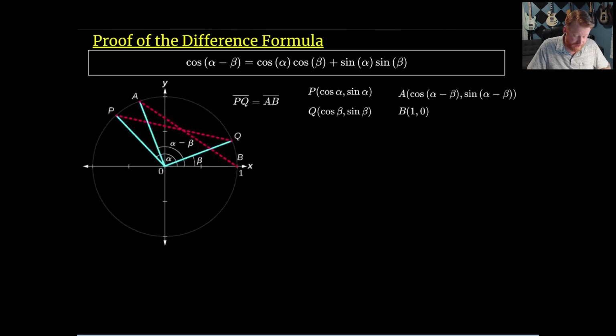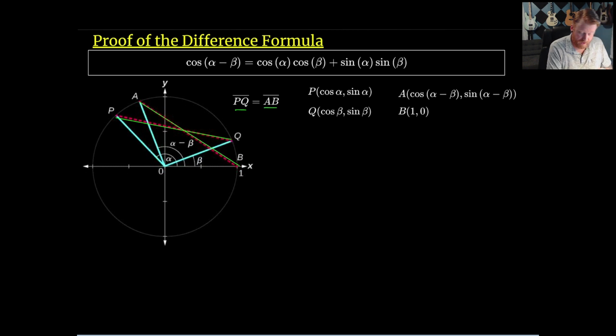All right, taking a look at this next slide here, I've just got a summary of everything that we saw on the previous slide, just kind of getting things grouped together and in one place. But what we saw is that this distance from PQ here, this chord PQ, is equal to this chord, this distance from A to B.